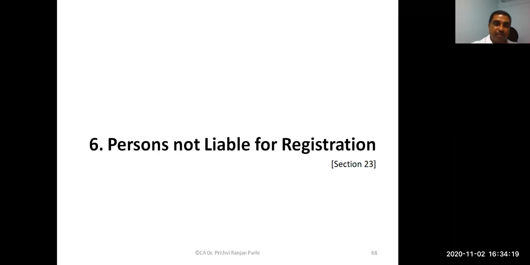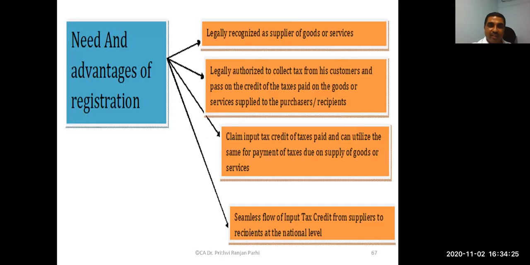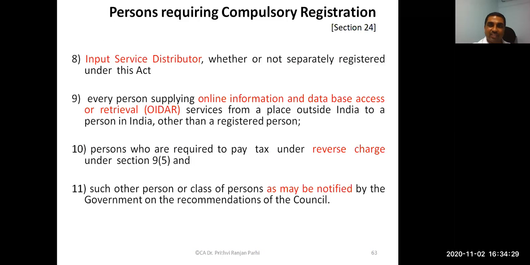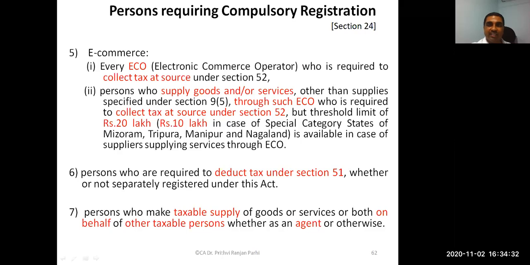Now, here our plan is to stop here today. But next session we'll be learning about persons who are not liable for registration. Up to this, is it clear? This registration process and this compulsory registration process. Is it clear to you?